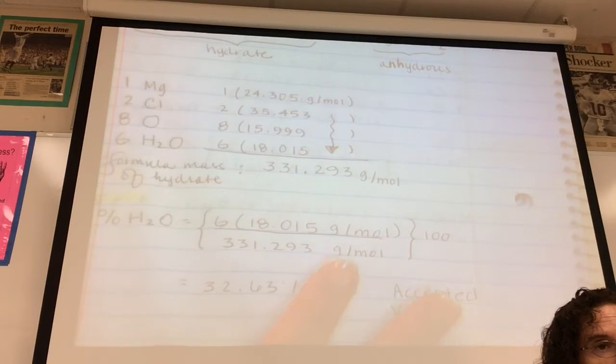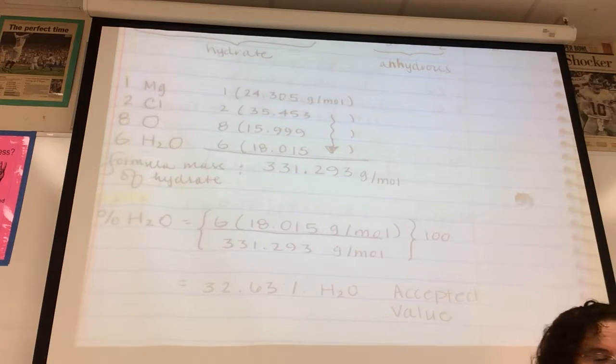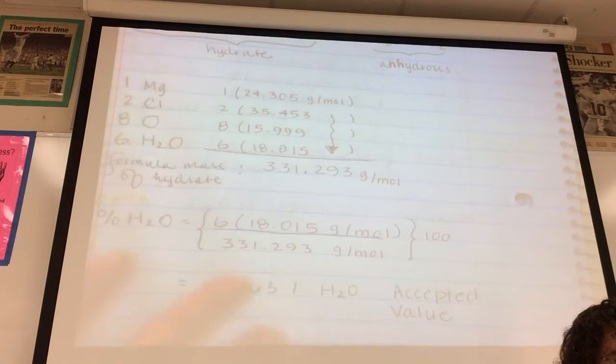So we've done conversions, we've done percent comp, we've got new elements to look at. I don't mean elements off the periodic table, but new pieces of the puzzle to look at next week. But they all involve this same basic mole concept.